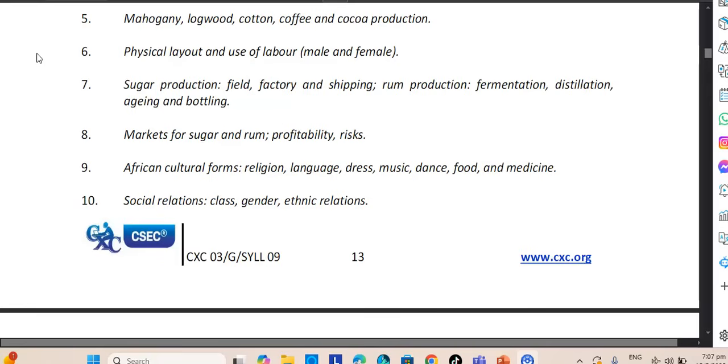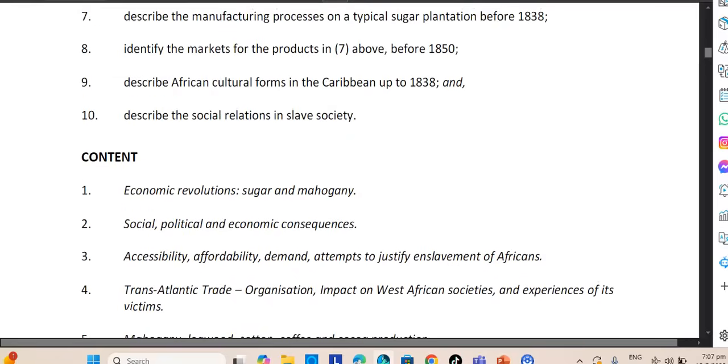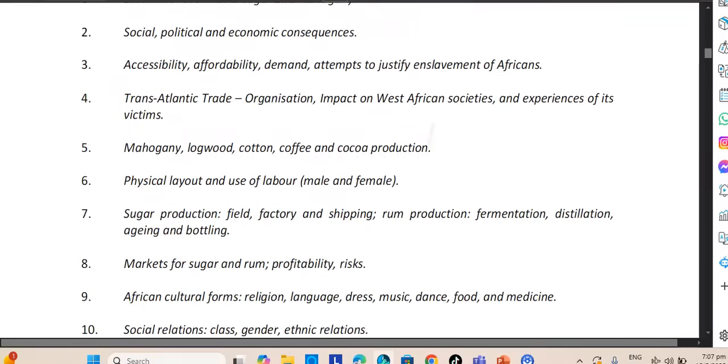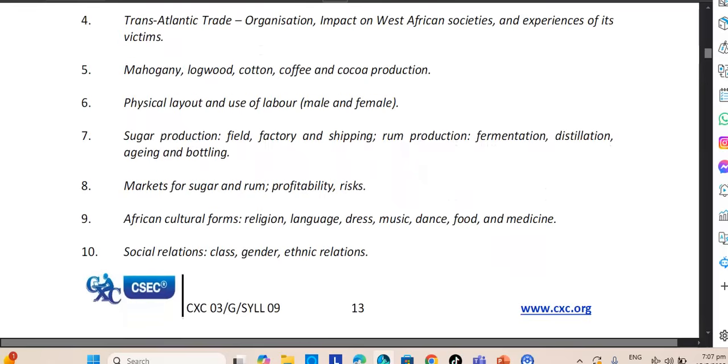All right, guys, so those are the African cultural forms. Now we're going to look at and describe the social relations in slave society. To describe the social relations, we're going to look at class, gender, and ethnic relations.